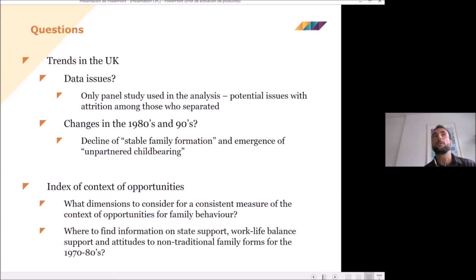Perhaps actually you have some inputs for me, for us, about what might be happening in the UK here, particularly what happens in the 1980s and in the 1990s, when there is a substantive decline in the stability of families formed after union dissolution, that we are actually not observing in other countries where post-separation family lives are becoming more stable, so stable family formation.